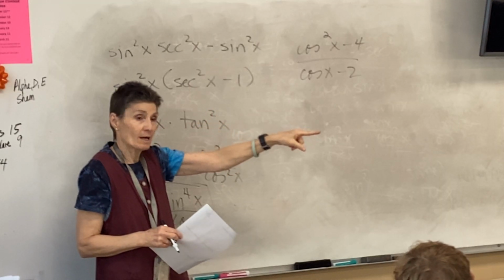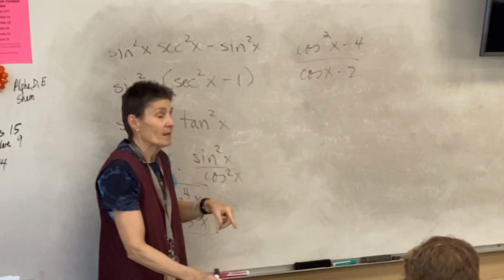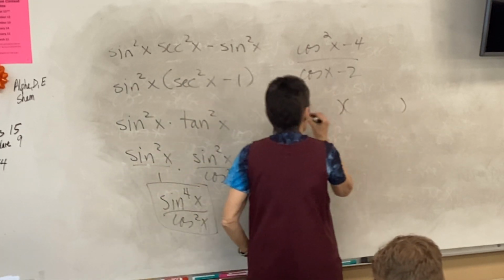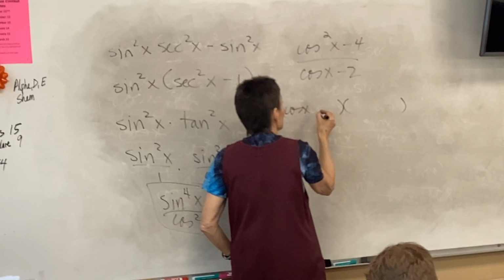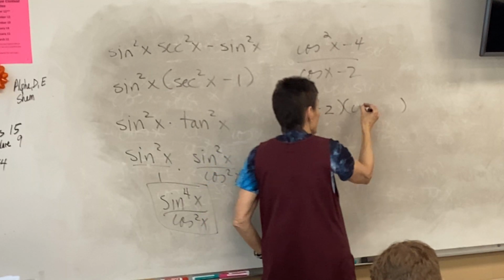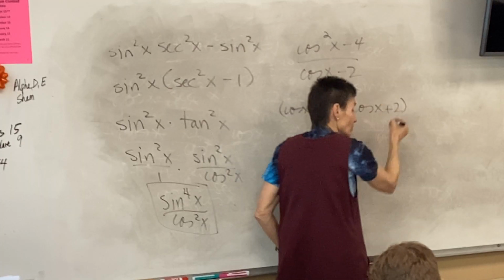It's the difference of squares. And how will it factor then? Cosine minus 2, cosine plus 2.